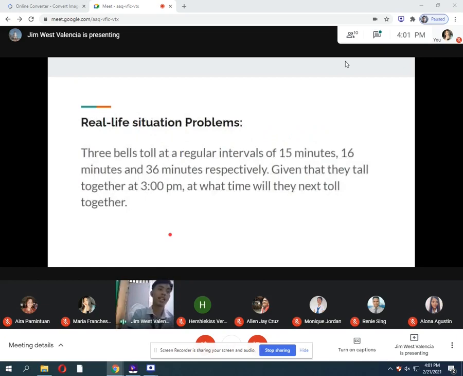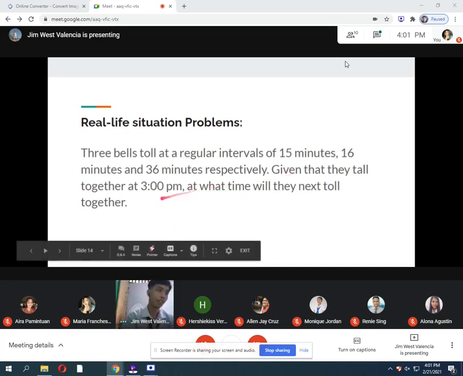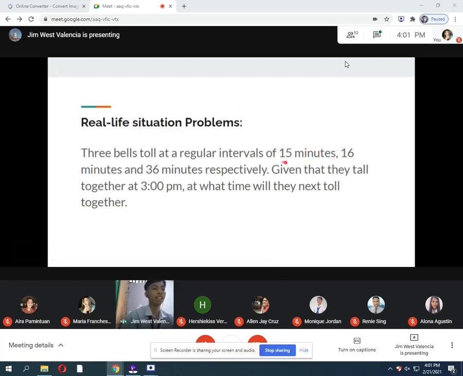Ito yung tanong sa real life problem. 3 bells toll at regular intervals of 15 minutes, 16 minutes, and 36 minutes respectively. Given that they toll together at 3 o'clock p.m., at what time will they next toll together? So, bibigyan ko lang kayong clue kung paano sasagutin ng problem na to. Ang tatlong bell daw, ang bell A natin, tutunog daw siya, ang interval niya is 15 minutes. Ang bell B, or ang second bell natin, ay tutunog siya after 16 minutes.